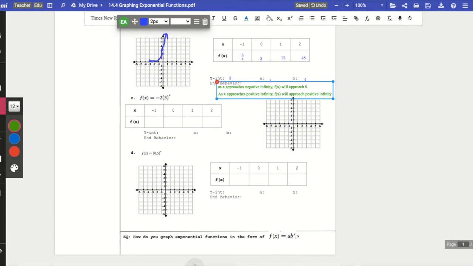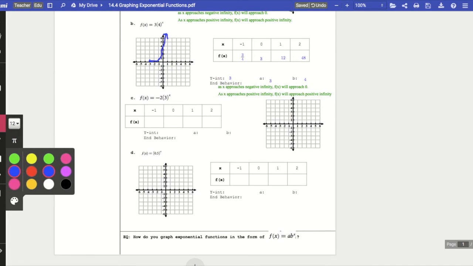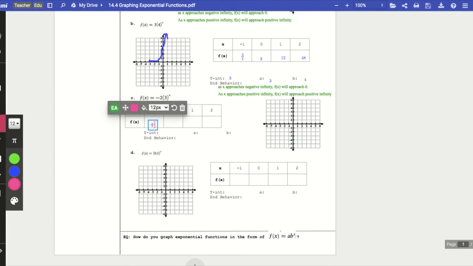All right, let's look at this one. So we got -2 times 3 to the x power. Let's go ahead and create our input-output values. -2 times 3 to the -1 is going to be -2 thirds. -2 times 3 to the 0 is just -2. -2 times 3 to the 1 is -6.